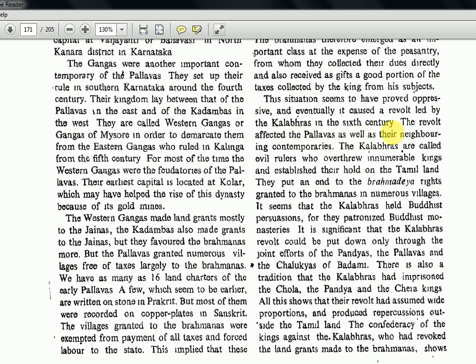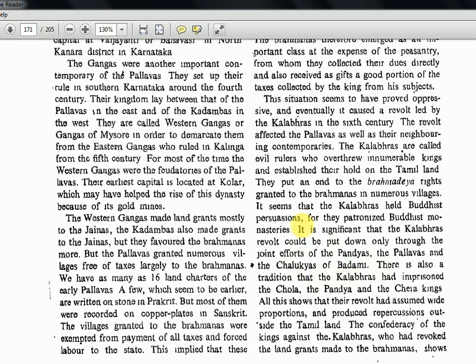So the revolt affected the Pallavas as well as their neighboring contemporaries. The Kalabhras are also called evil rulers who overthrew innumerable kings and established their hold on the Tamil land. They put an end to the Brahmadaya rights granted to the Brahmanas in numerous villages. It seems that the Kalabhras held Buddhist persuasions, for they patronized Buddhist monasteries. It is significant that the Kalabhras revolt could be put down only through the joint efforts of the Pandyas, the Pallavas and the Chalukyas of Badami.